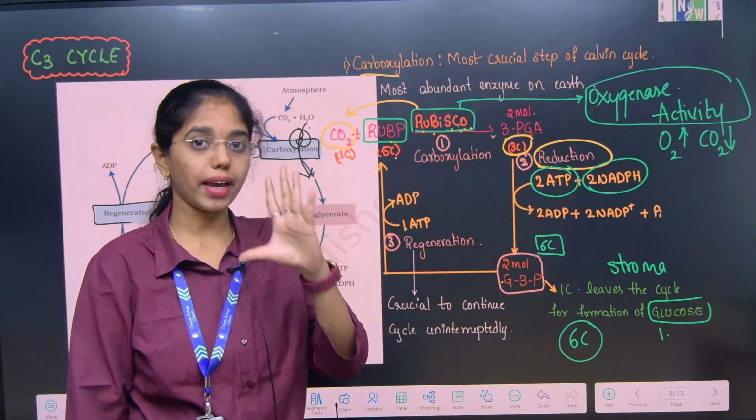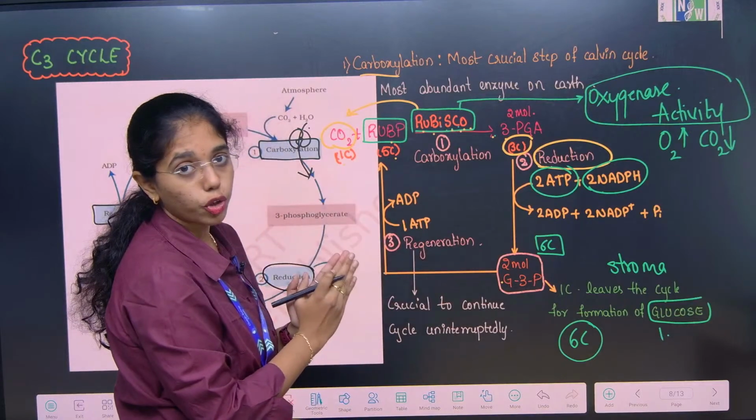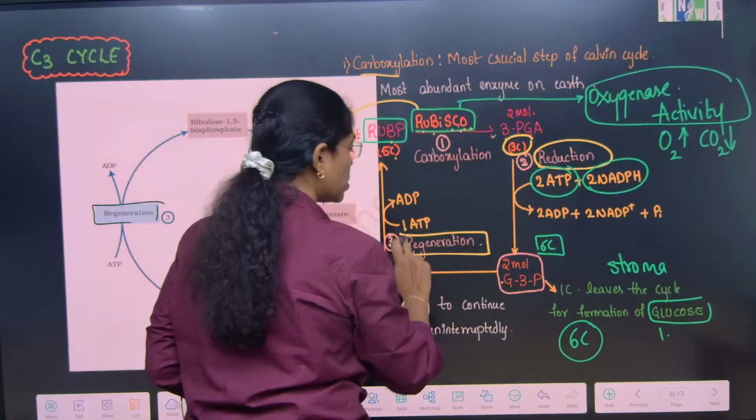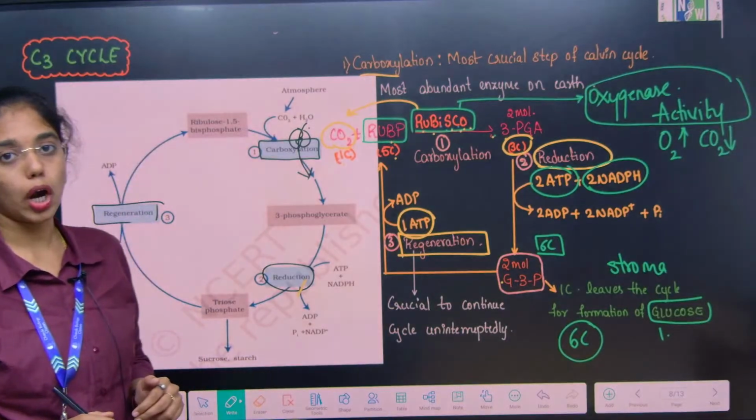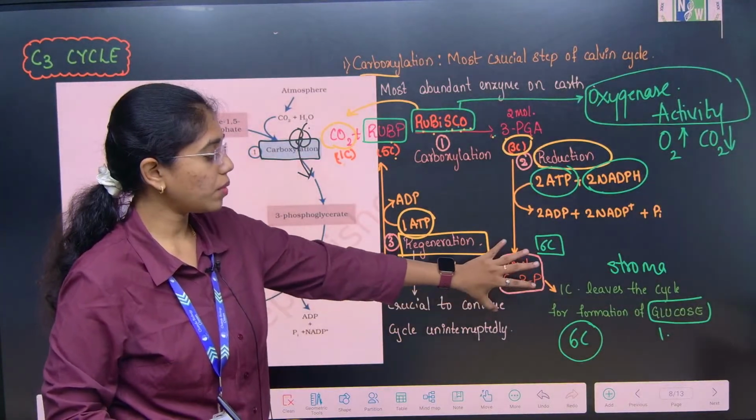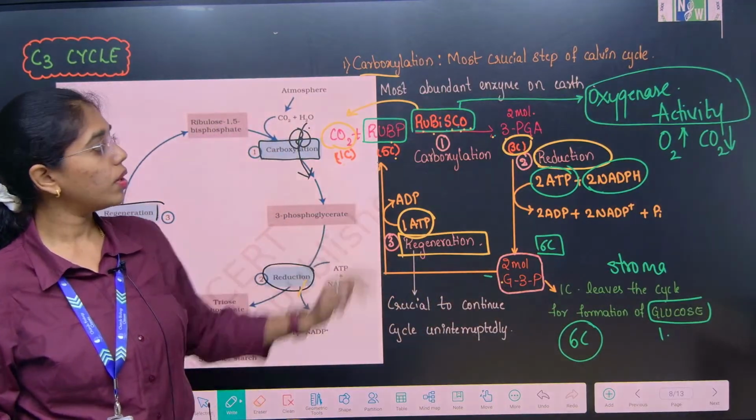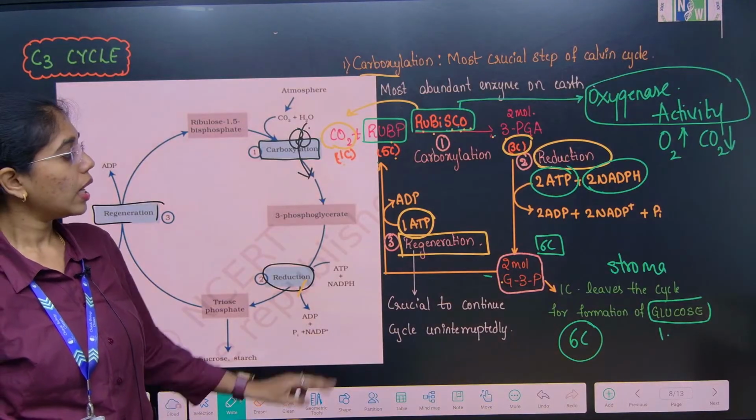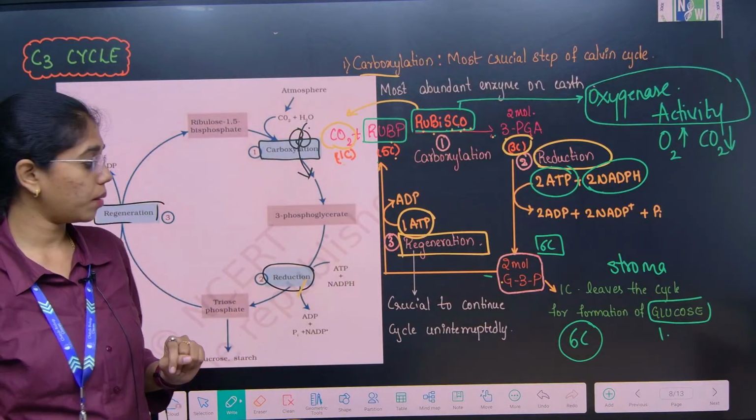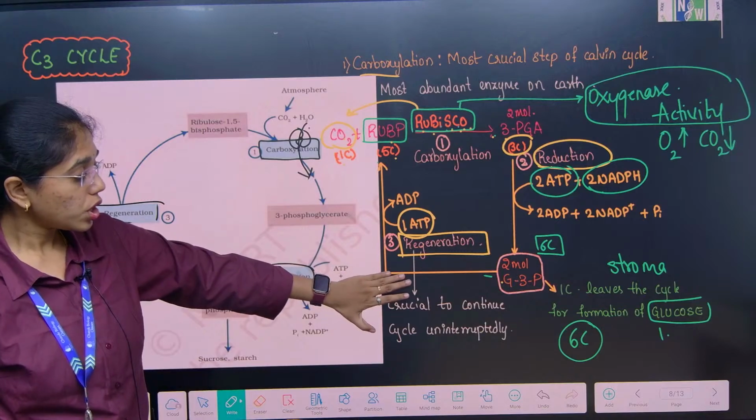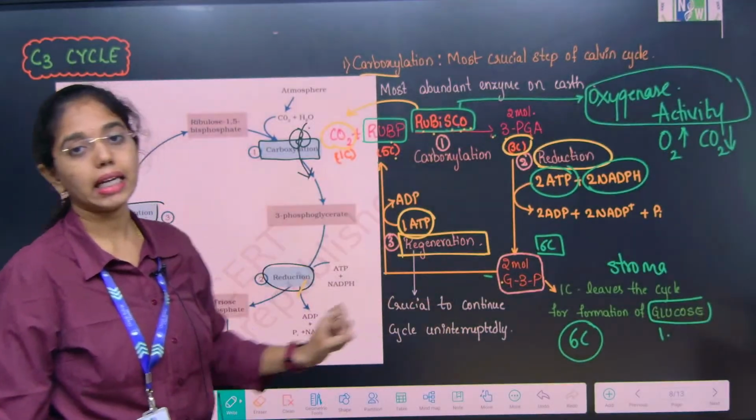Got it, ma'am? So, from the 6 carbons, when 1 carbon is leaving the cycle, how many carbons do we have left? 5 carbons are there. The remaining 5 carbons will be regenerating RuBP, which is the third step of Calvin cycle. For this regeneration step, it requires again 1 ATP. So, from the 6 carbons, 1 carbon leaves for the formation of glucose, and the rest 5 carbons will be forming what? RuBP. This step is known as regeneration. Regeneration is addressed as the most crucial step to continue the cycle uninterruptedly.